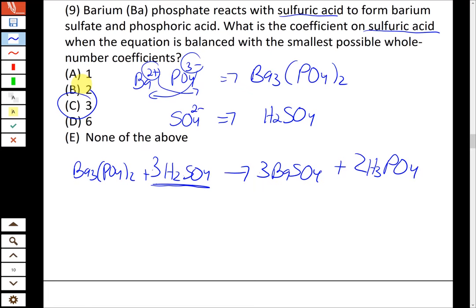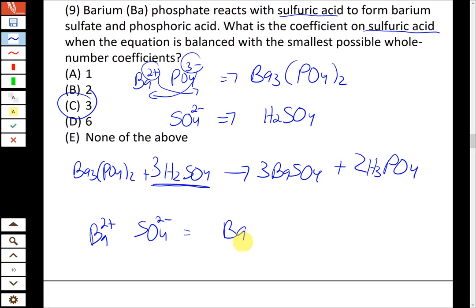Barium and sulfate. Aren't these both going outside the parentheses? So it should be like sulfate. Well, there's only one sulfate, because for barium sulfate, the cation is barium 2 plus, and the anion is SO4 2-. So they cancel each other out, so you just need one of each.